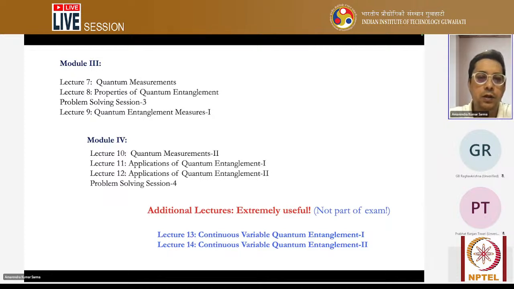And here in lecture 10 and lecture 11 first part, I have discussed quantum entanglement measures in the context of continuous variable entanglement also, but very briefly. Then in lecture 11 and 12, I'm giving you some examples of applications of quantum entanglement. So it is a two-part lecture. Then finally it will be followed by a problem solving session.